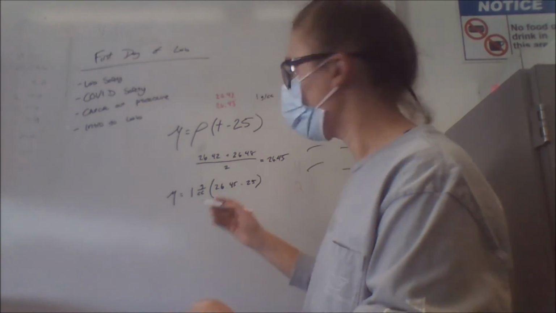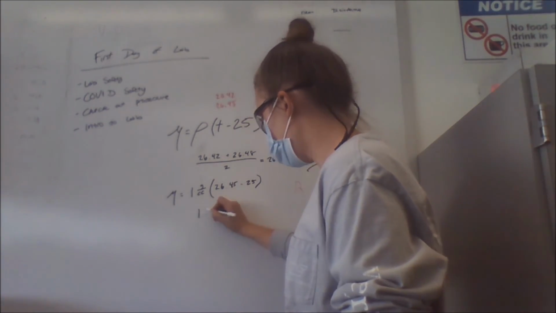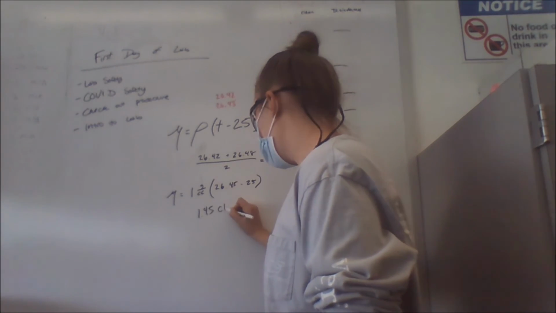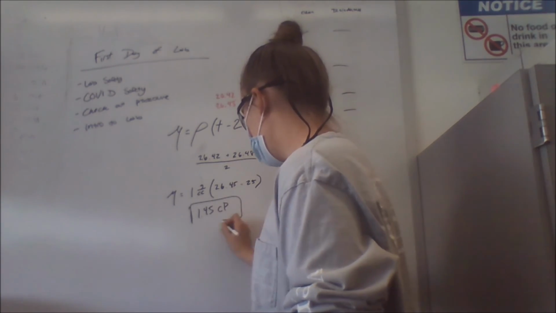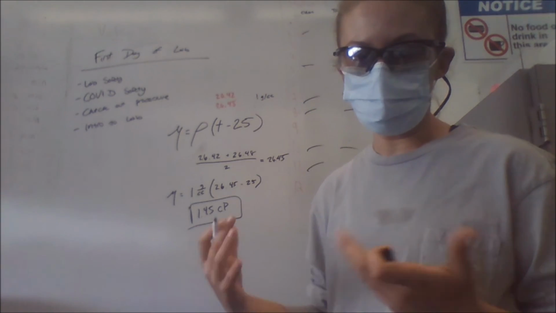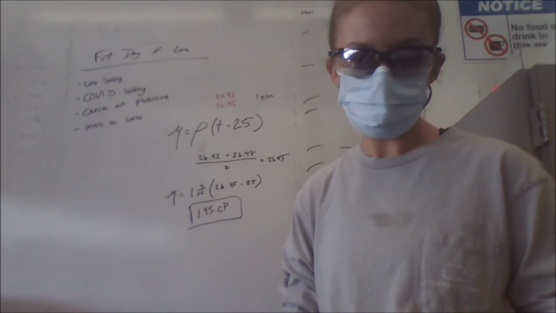Plugging that all in, we get an effective viscosity of 1.45 centipoise. And there you have a true viscosity that you could use for calculations. So now you should feel comfortable using the Marsh funnel to determine the viscosity of a fluid and be able to convert the Marsh funnel viscosity into an effective viscosity.